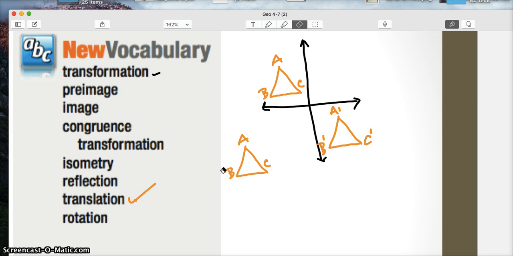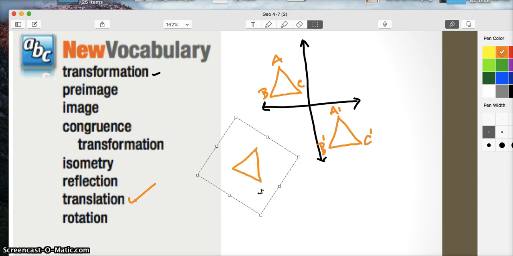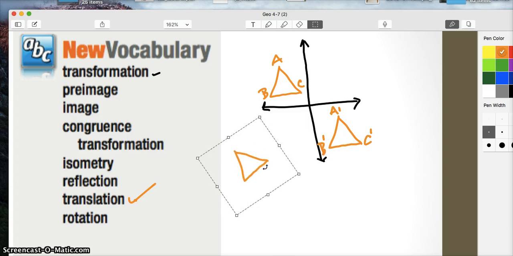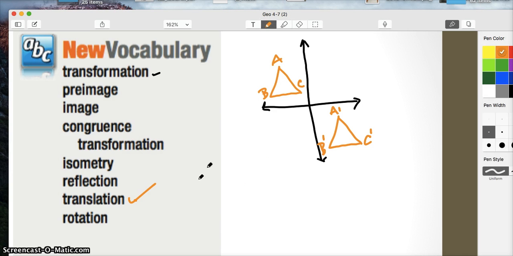But a rotation would be for me to take that picture and literally rotate it, right? So I can rotate it just like that. It's still the same picture. It's still the same ABC, but now I've rotated it. So we've seen what a rotation looks like. All right. Let me put a check mark next to that.